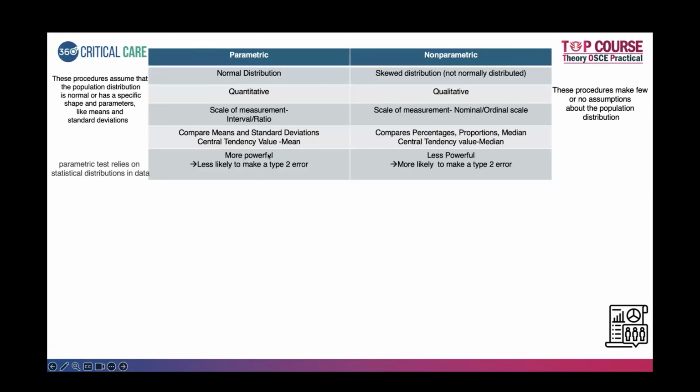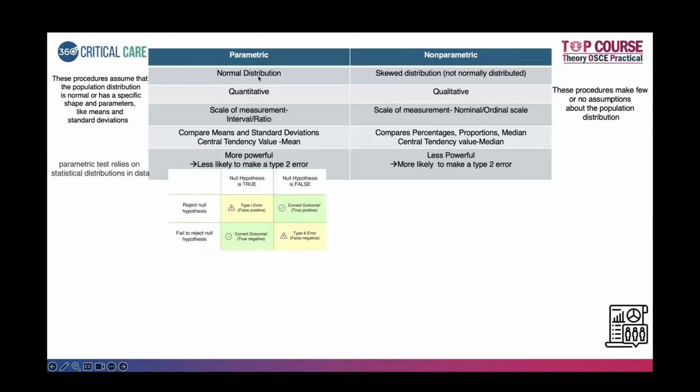The main advantage of a parametric test is that they are more powerful. So what does more powerful mean? It means they are less likely to make a type 2 error. As Tapas sir presented in the previous presentation, I'm just mentioning it here for memory recall. A type 2 error is a false negative, where even though the null hypothesis was false, it failed to reject the null hypothesis. That is the type 2 error.